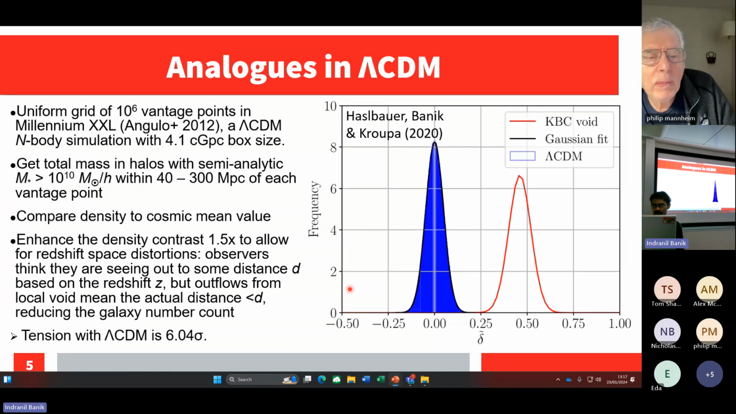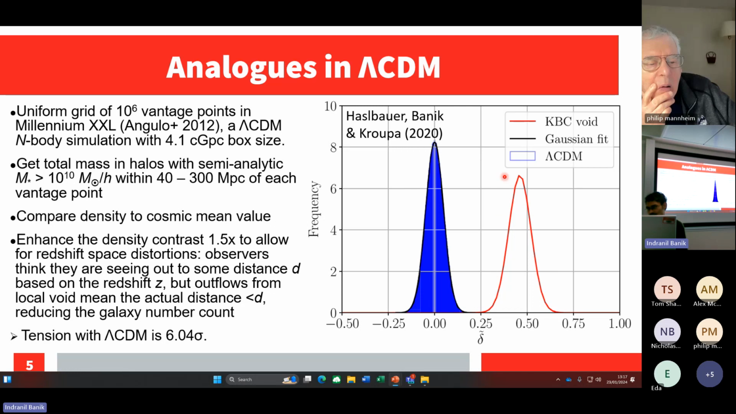Now, we looked into whether such underdensities are likely in the lambda cold dark matter framework by considering 1 million vantage points on a grid in the Millennium XXL simulation. It's a large lambda-CDM simulation. It's dark matter only, but you can get the stellar mass using semi-analytic modeling. And what we've done is plot the frequency distribution of delta, which is the density contrast. Because we were dealing primarily with underdensities, positive delta is an underdensity.